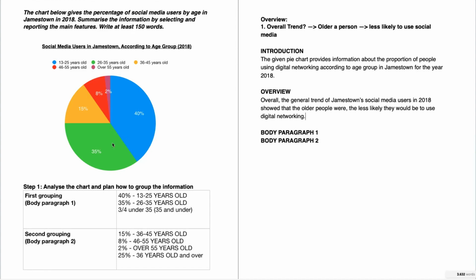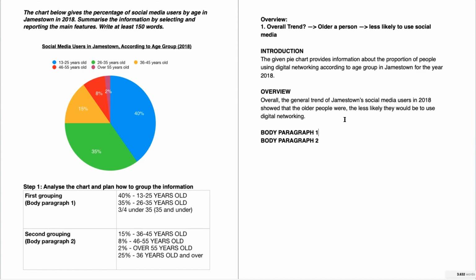So based on this scientific evidence, you can use the conditional because you can say that the older people were, the less likely they would be to use digital networking. It's sort of like a cause and effect here, okay? And again, this is really important for your grammar. So make sure you're aware of these singular and plural words, conditionals, second conditionals, and the like. But in general, this is fine for our overview paragraph.